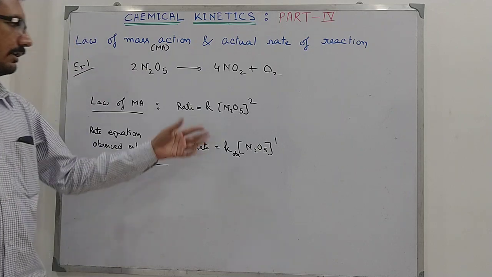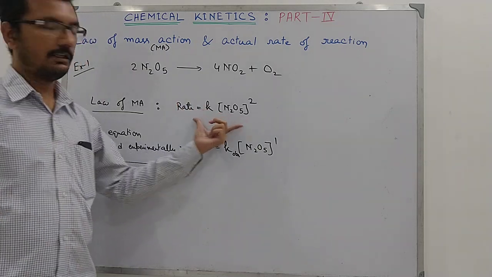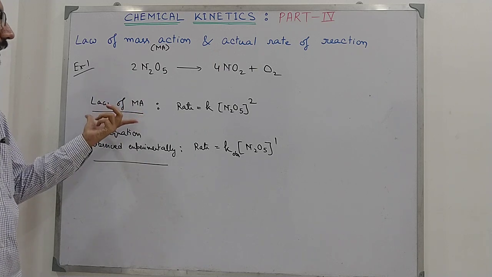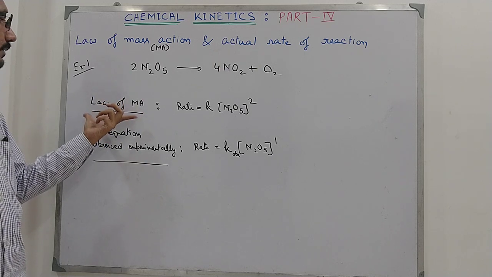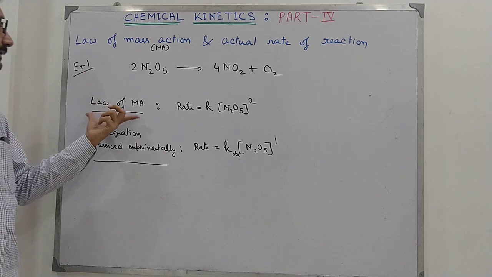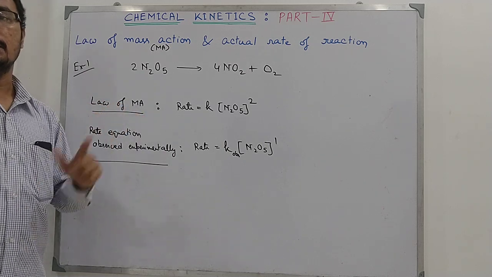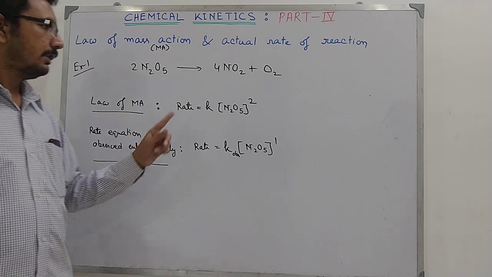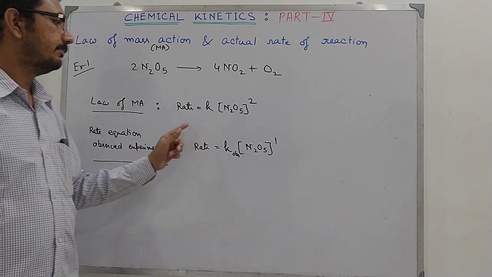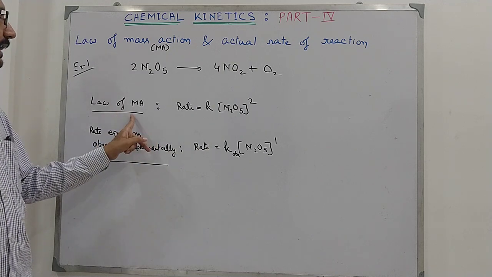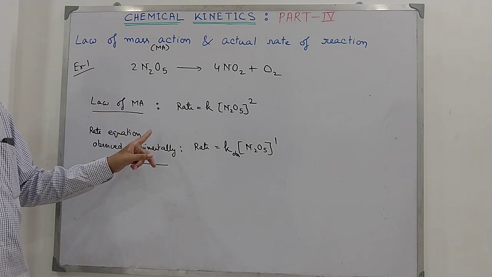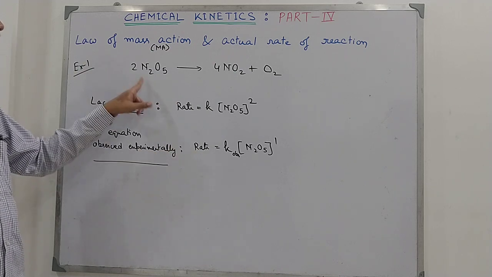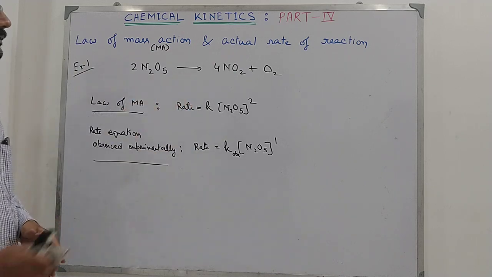So at this point one may ask, is the law of mass action incorrect? No, it is not incorrect, but it basically deals with elementary reactions. That is, it deals with those reactions which complete in a single step, and it is not valid for a multi-step reaction. That's why the mismatch appears. So it is clear that this reaction is definitely multi-step.